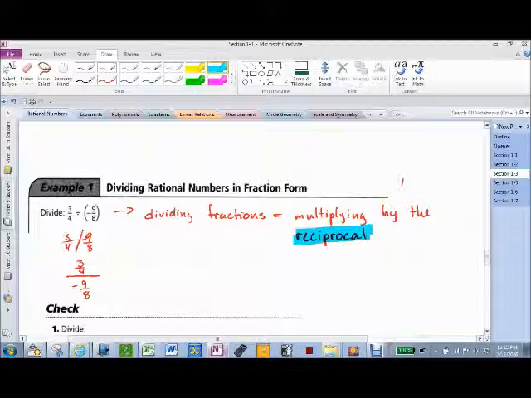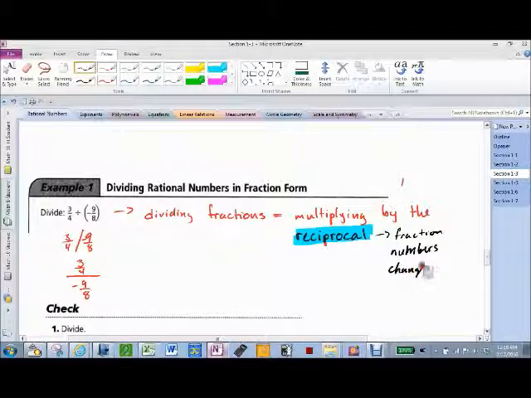I'm going to use it all the time. And I'm not going to use a nickname for it. I'm not going to call it a flippy-turny upside down fraction, a pineapple upside down fraction. I'm not going to give it a cute little name. I'm going to call it by its name, a reciprocal. But what is a reciprocal? The fraction's numbers change places.